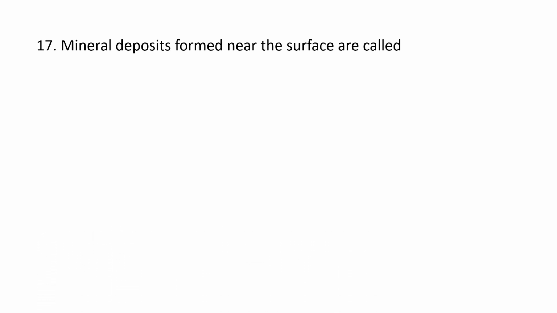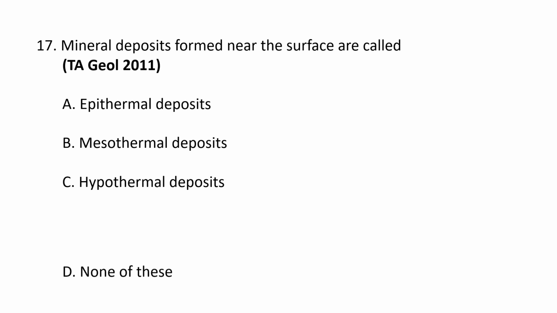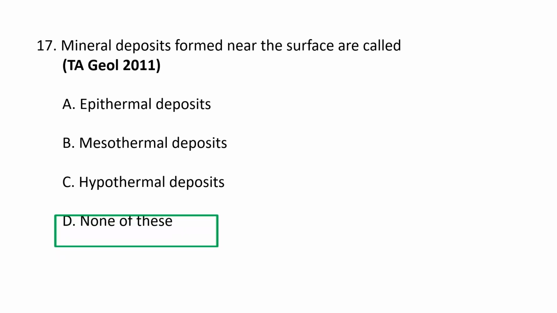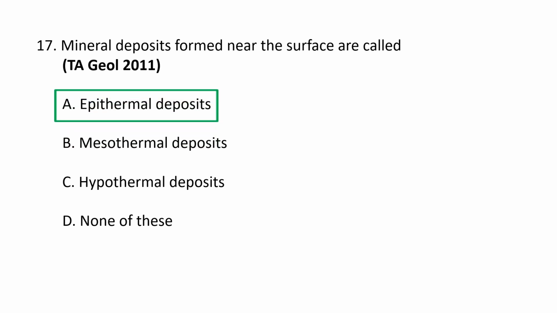Next question. Mineral deposits formed near the surface are called A. epithermal deposits, B. mesothermal deposits, C. hypothermal deposits, and D. none of these. Mineral deposits formed near the surface are called epithermal deposits, and they are formed by hydrothermal fluids that precipitate metals and the alteration minerals. So A. epithermal deposits is the correct option.